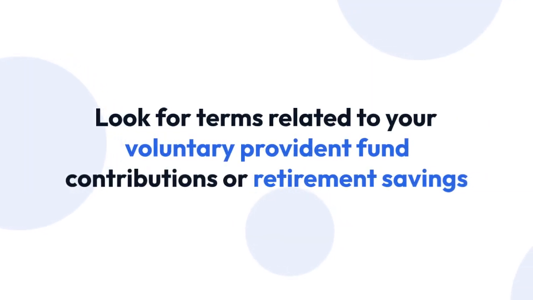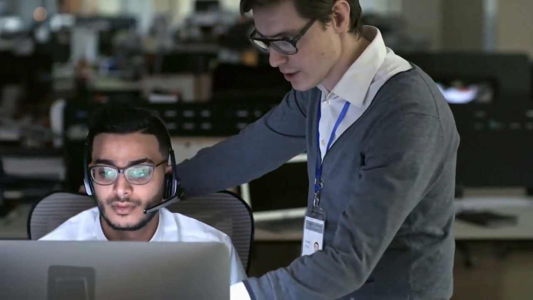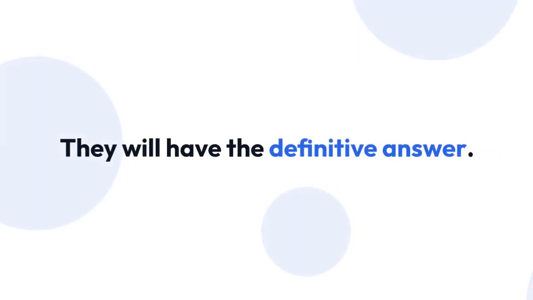Remember, your VPD number might not always be explicitly labeled VPD number. Look for terms related to your Voluntary Provident Fund contributions or retirement savings and the associated numerical value. If you have difficulty locating it even after trying these steps, don't hesitate to contact your employer for assistance. They will have the definitive answer.